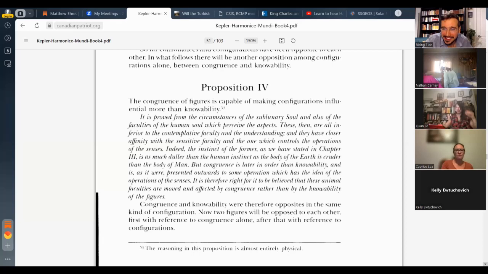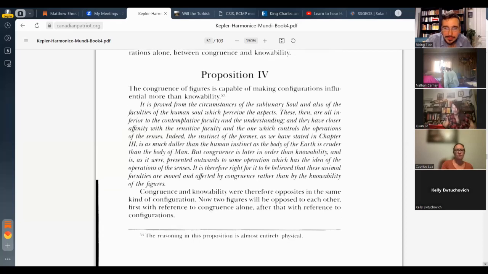It's clear. Okay. Proposition 4. The congruence of figures is capable of making configurations influential more than knowability. And here, I read the line, the reasoning in this proposition is almost entirely physical. Okay.